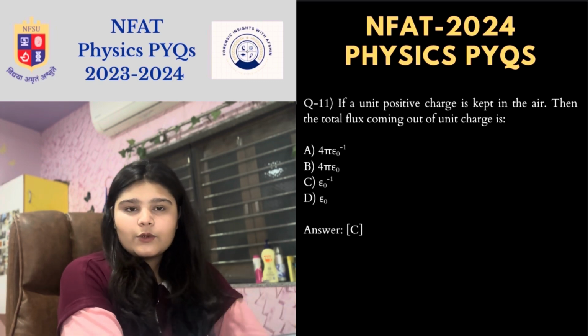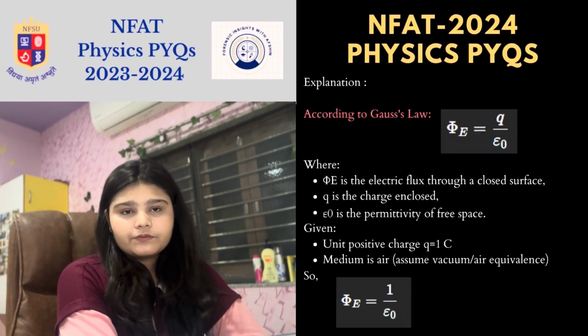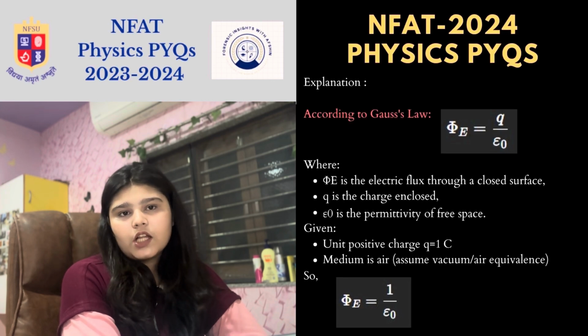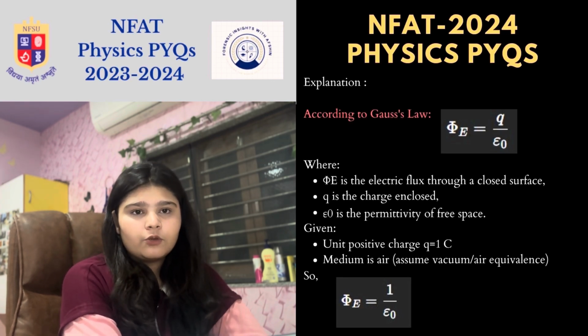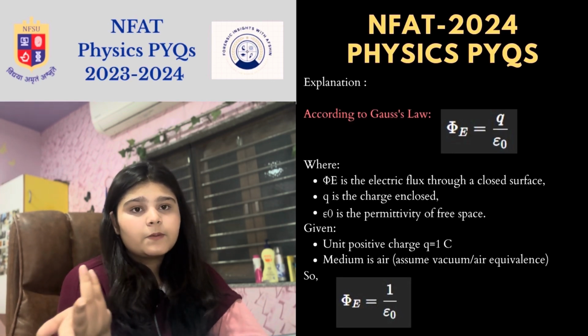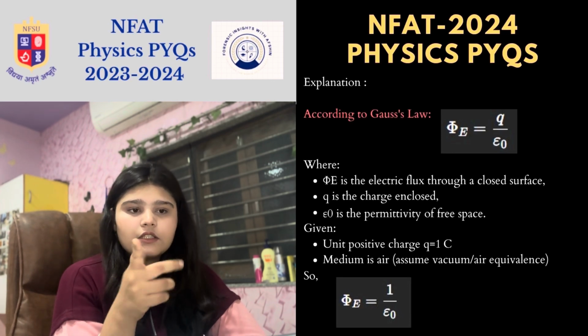Again a concept based question. Here Gauss's law comes in, that is Q by epsilon 0. Now here it says the positive charge is kept in the air, meaning air, so take it as 1. Then what remains is epsilon 0 in the denominator. So obviously the answer will be epsilon 0 raised to minus 1. So the answer is C.